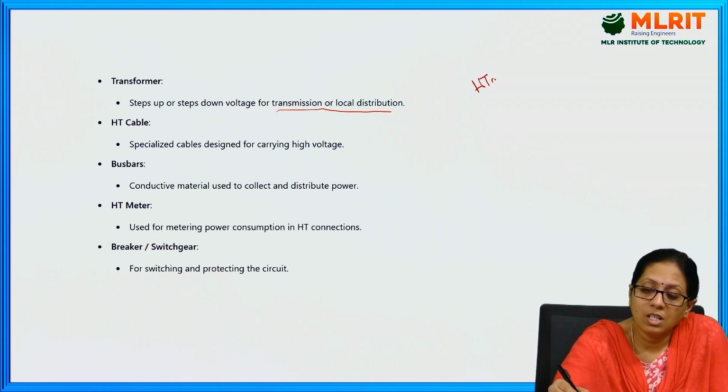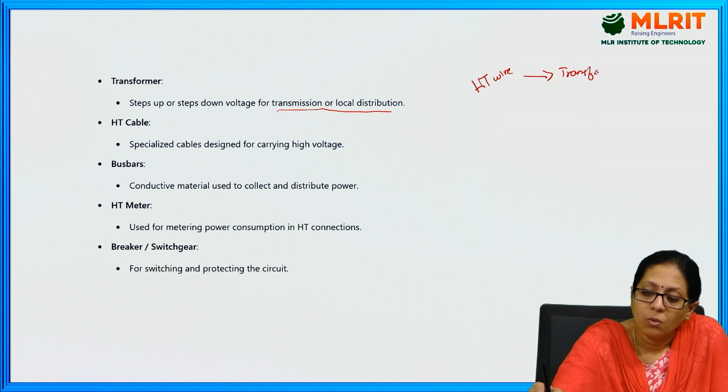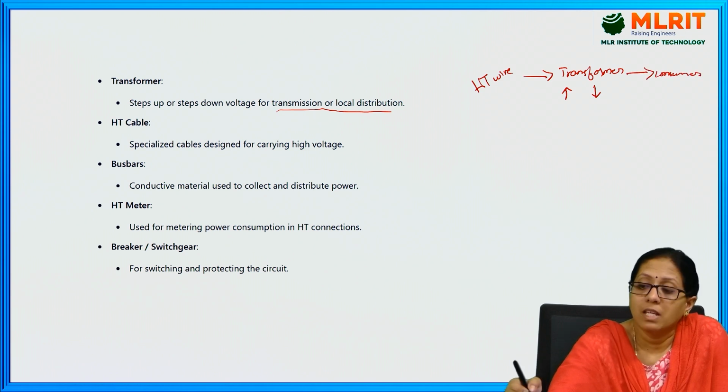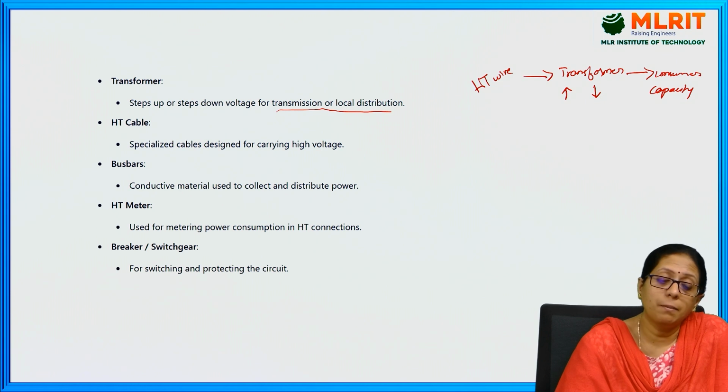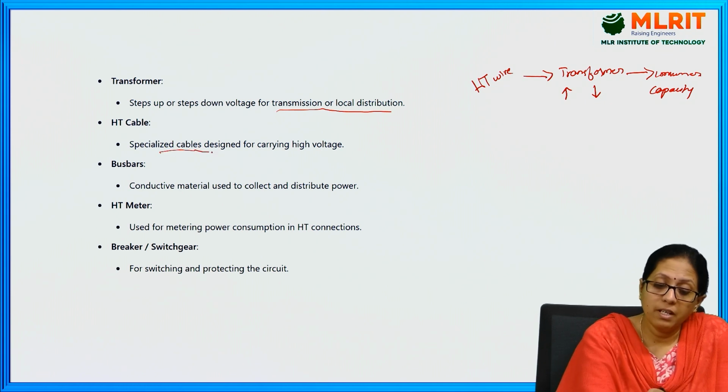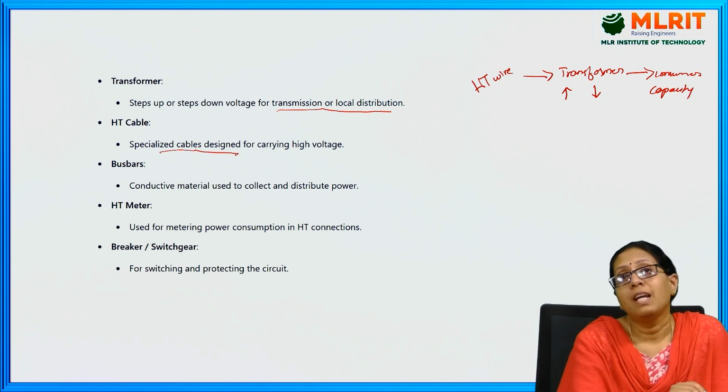So this HT wire is being connected to a transformer which can increase or decrease the voltage which is connected to the consumer based on the capacity of the consumer. The second one is HT cable. Specialized cables are designed for carrying the high voltage.